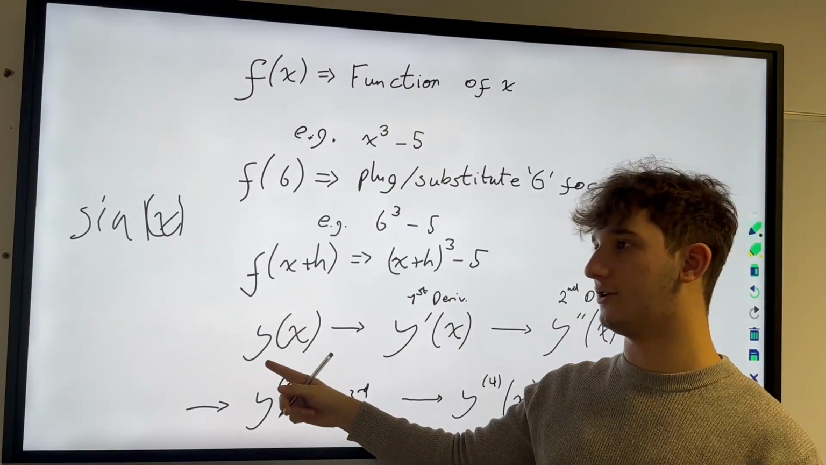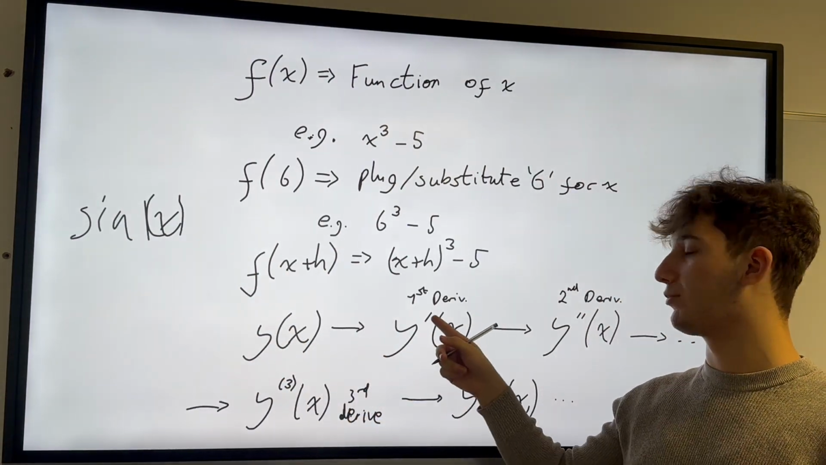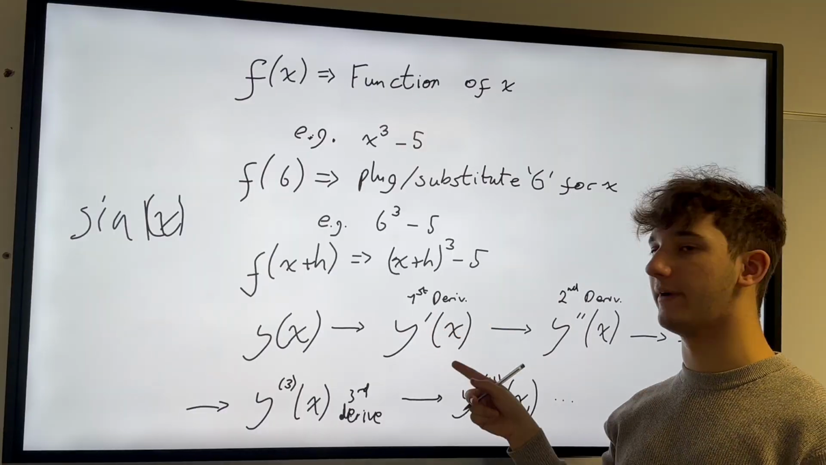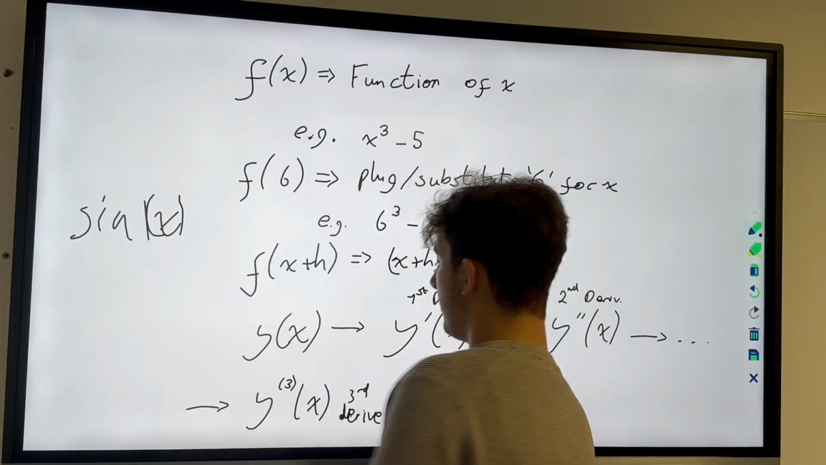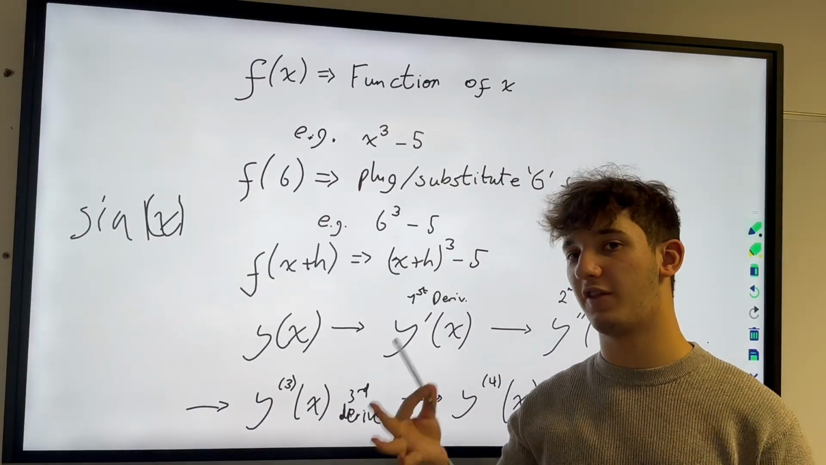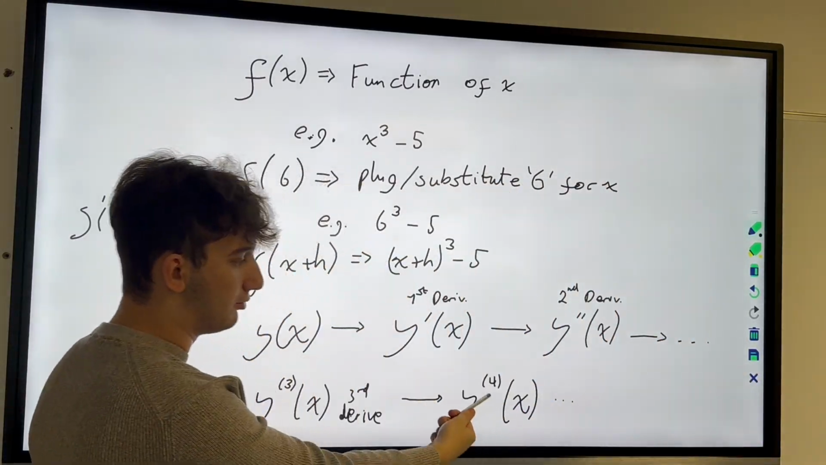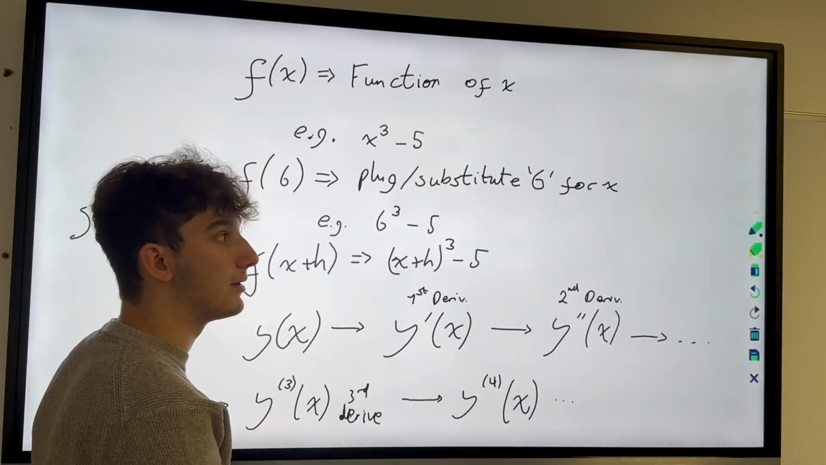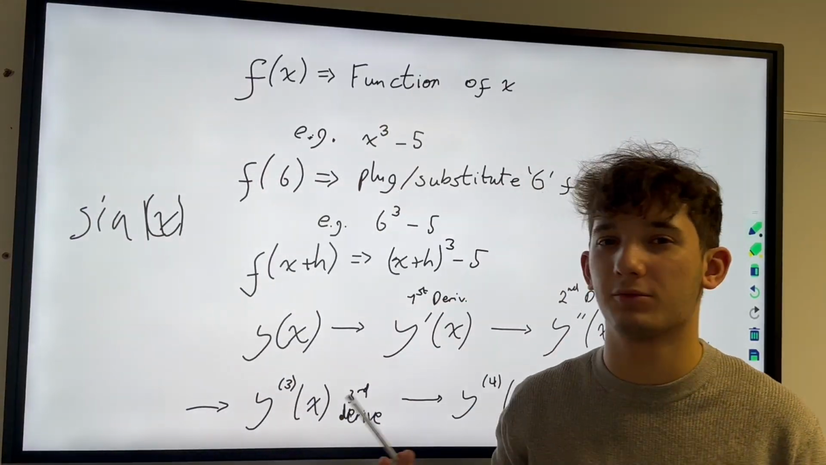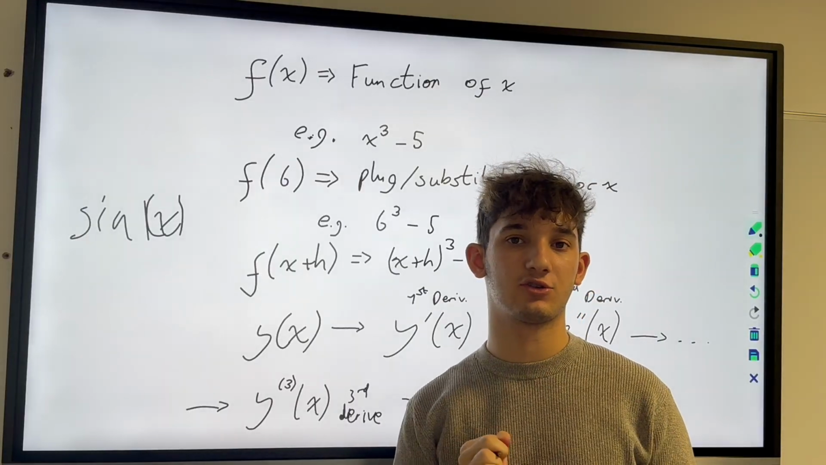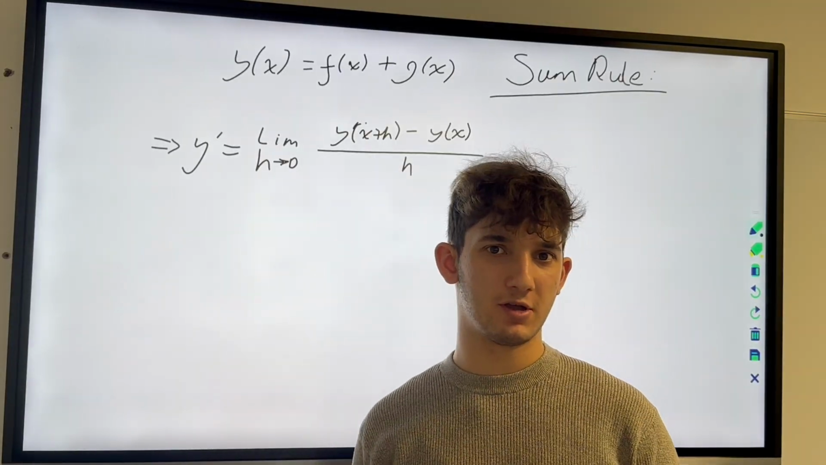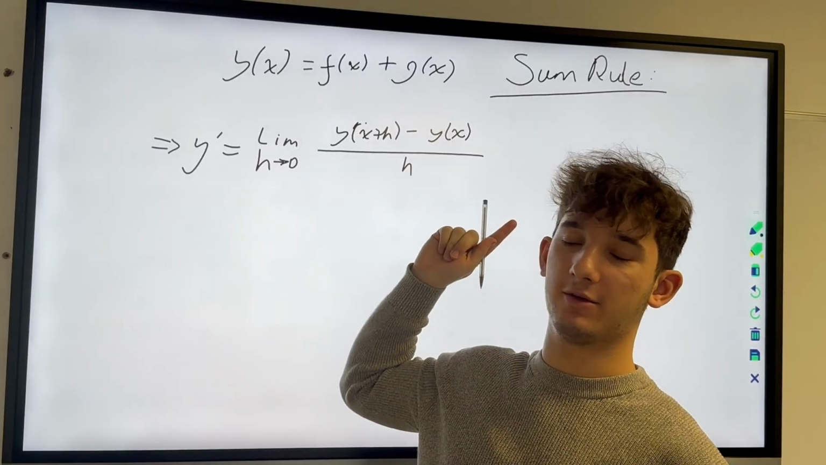If I said y of x and then y prime of x, that just means the first derivative. Double prime is the second derivative. If I do a little bracket with a 3 in it, it's the third derivative, and I'm pretty sure you can guess what the 4 means at that point. That's all you really need for the rest of the video, so let's get straight into it.